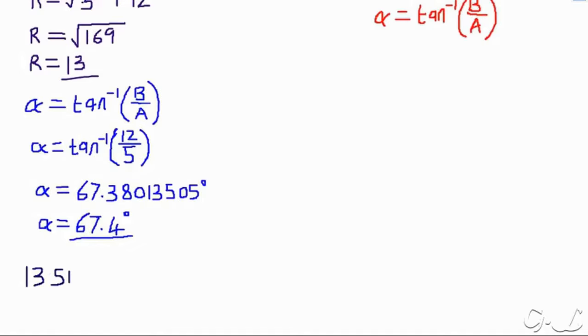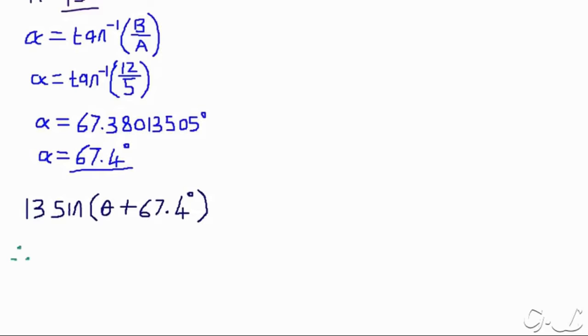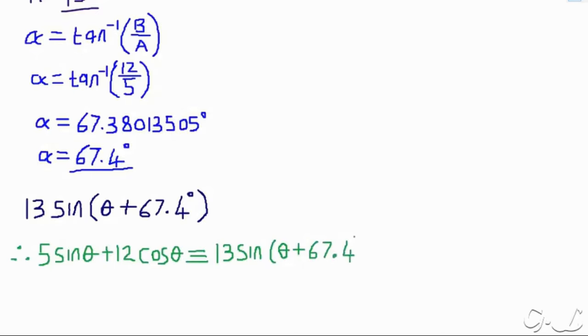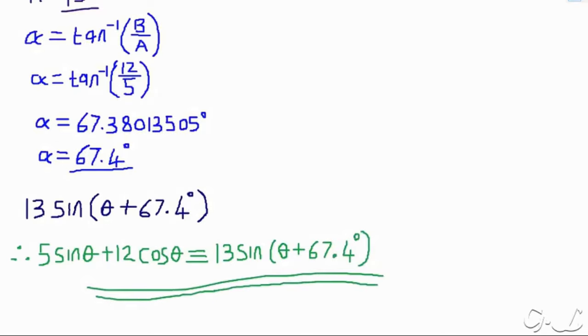So therefore, since we said that the value of r is 13, it will be 13 sine open brackets theta plus 67.4 degrees close brackets. So therefore 5 sine theta plus 12 cos theta is equivalent to 13 sine open brackets theta plus 67.4 degrees close brackets. This is how you're supposed to do the calculations for that question.